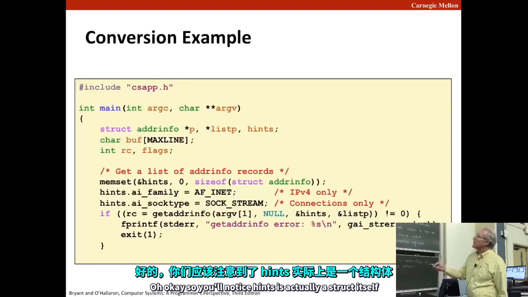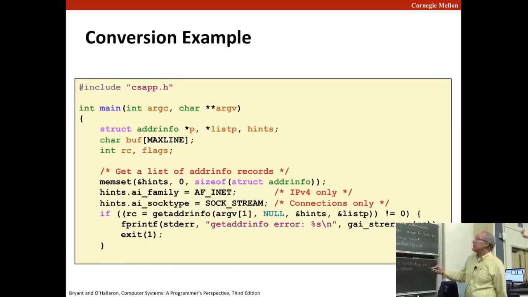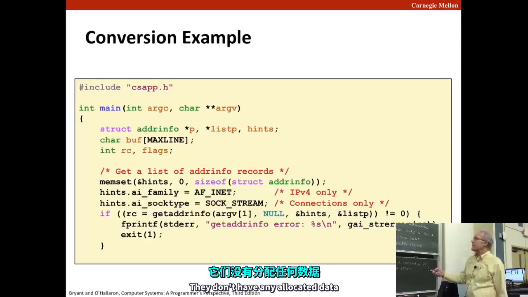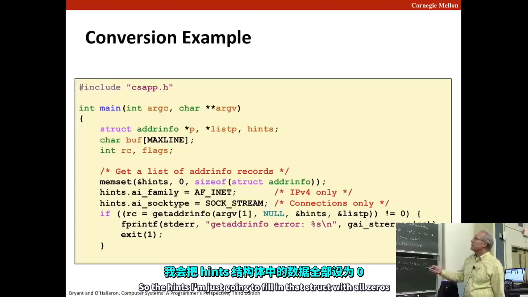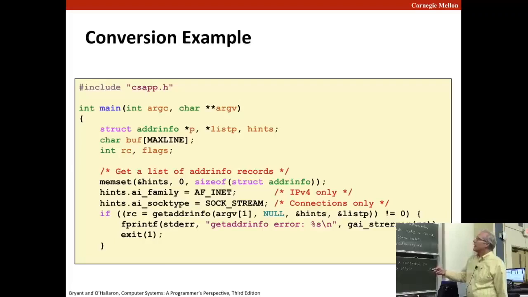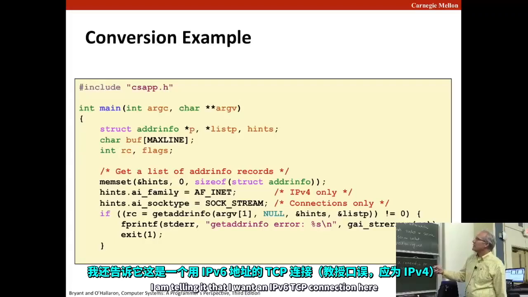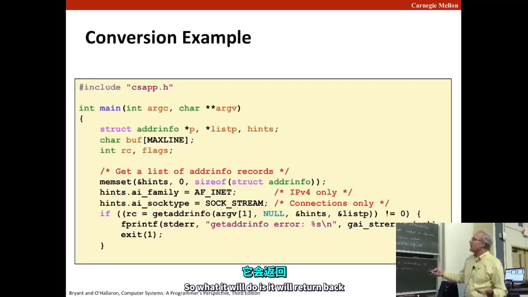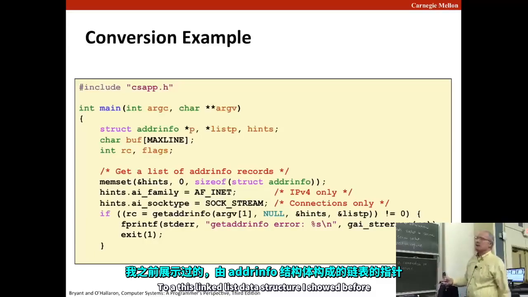You'll notice hints is actually a struct itself, whereas listP and P are just pointers to structs. They don't have any allocated data. So for the hints, I'm just going to fill in that struct with all zeros, because I don't really need to provide any hints. I am telling it that I want an IPv6 TCP connection here. It returns an error code, but it will also return to me a pointer to this linked list data structure I showed before.